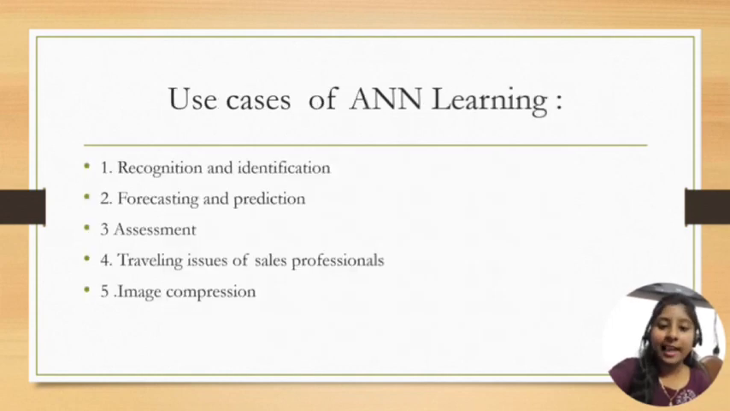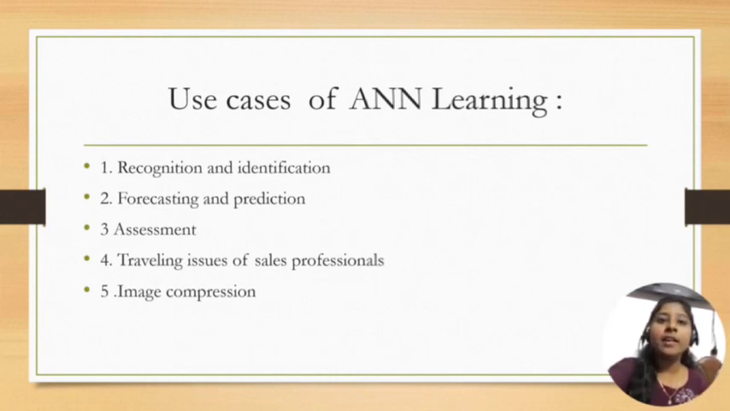So let's look into use cases of artificial neural networks. The first one is recognition and identification, which comes under speech, vision, and handwriting recognition. The next is forecasting and prediction, where we can predict crop yield, sales, weather, stock market, etc. The next is assessment, which is used in fingerprint matching, motion detection, and target tracking also.